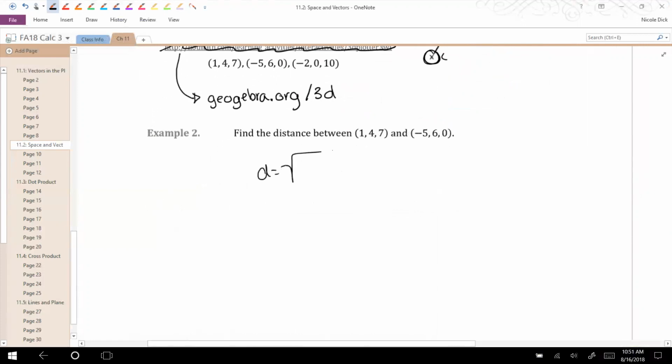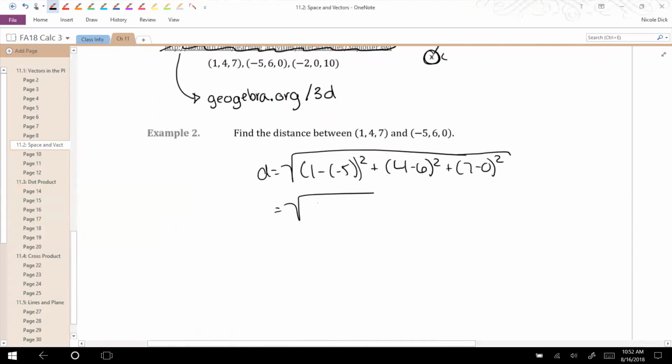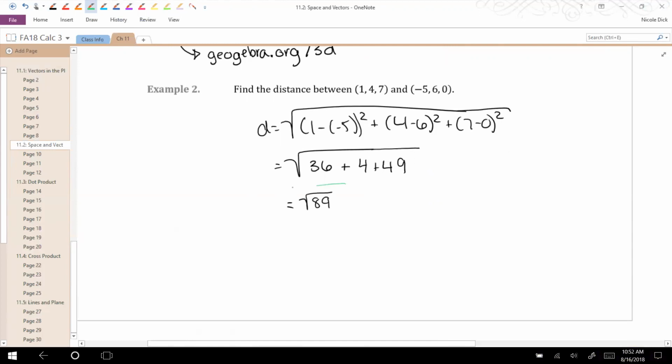So to find the distance, we're going to have 1 minus -5, quantity squared, plus 4 minus 6, the quantity squared, plus 7 minus 0, the quantity squared. So what does that give us? 1 plus 5, so we have 6 squared or 36. 4 minus 6 is -2, so that gives us 4, plus 49. The square root of 89, which I don't think can reduce. I think 89 might be fine. So we're done with that one.